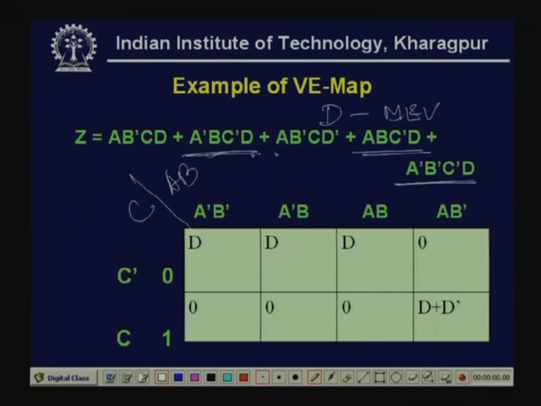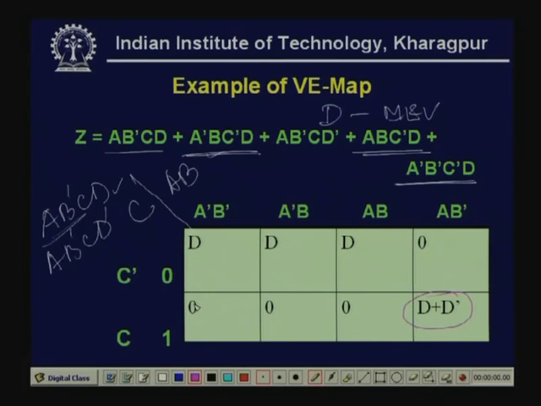Now see A B dash C dash: the first term A B dash C D and A B dash C D dash, so these two terms exist. For the A B dash C term, it is true whether it is D or D complement, so for A B dash C the term will be D plus D dash. In this way, we can summarize our map.